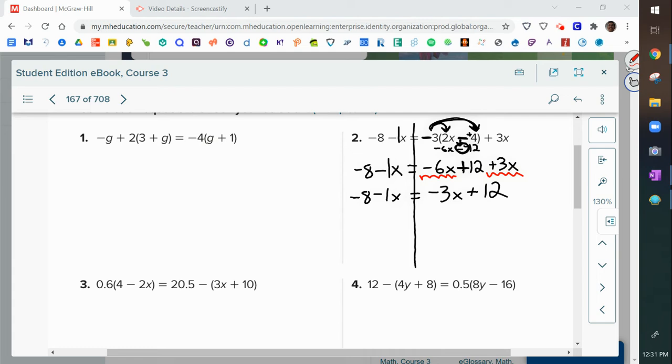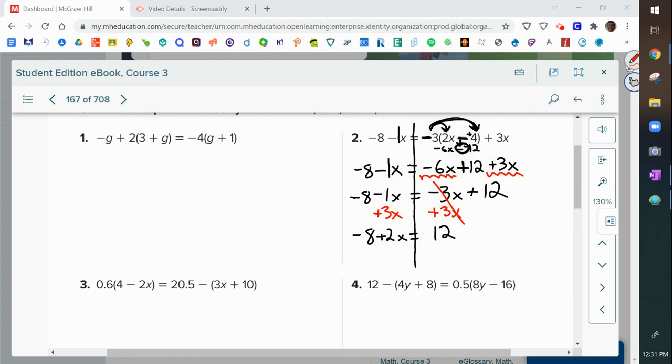There's nothing left to distribute, and we don't have any like terms to combine. So now we can start solving by using inverse operations to isolate the variables. So let's get after it. I'm going to do the +3x first, and that's going to cancel that out and give me -8 plus 2x equals 12.